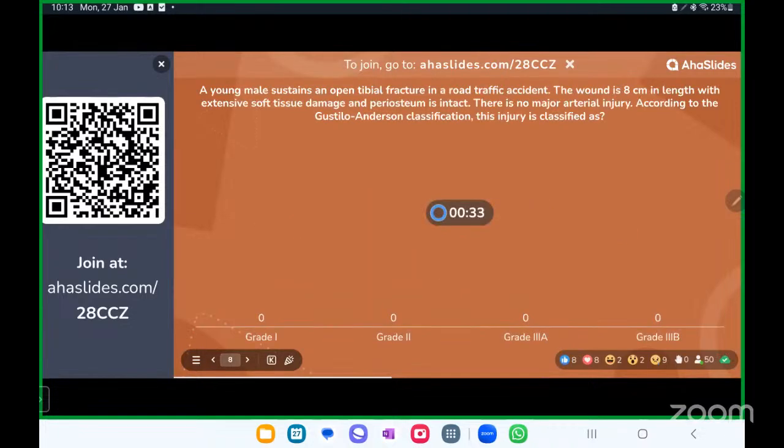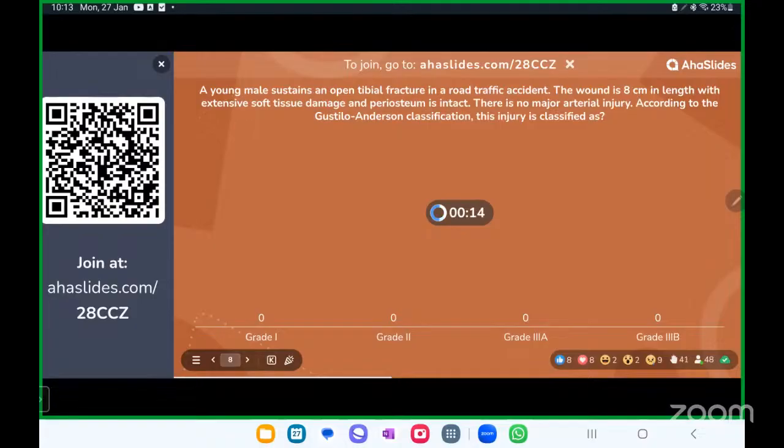A young male sustains an open tibial fracture in a road traffic accident. The wound is 8 centimeters in length with extensive soft tissue damage, and the periosteum is intact. There is no major arterial injury. According to the Gustilo-Anderson classification, this injury is classified into which grade?